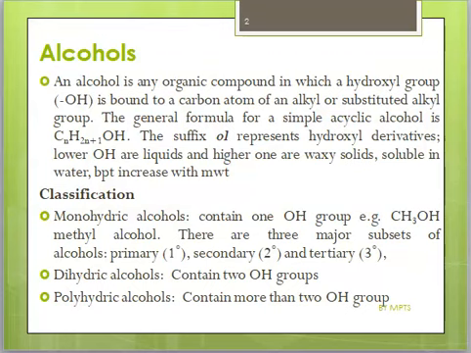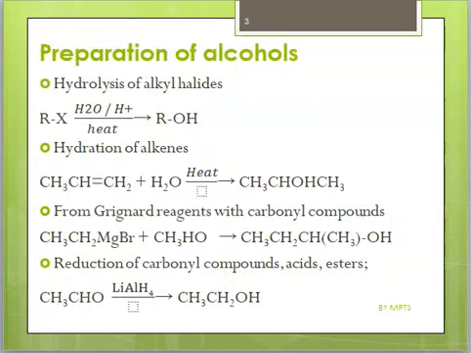How do we classify alcohols? Alcohols are classified as monohydric if they contain one OH group. Under monohydric, we have other subsets such as primary, secondary, and tertiary. I'm sure you know the structure of these ones. Dihydric, they contain two OH like glycerol. Polyhydric, they contain more than two OH groups.